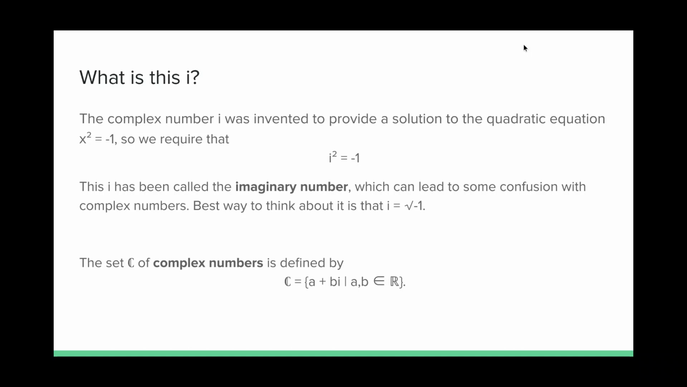We did mention the set of complex numbers before, so now this set of complex numbers is defined as a plus bi, where a and b are both real, and bi becomes an imaginary number due to the i value there. So it takes the real number b and the imaginary number i and becomes a complex number.